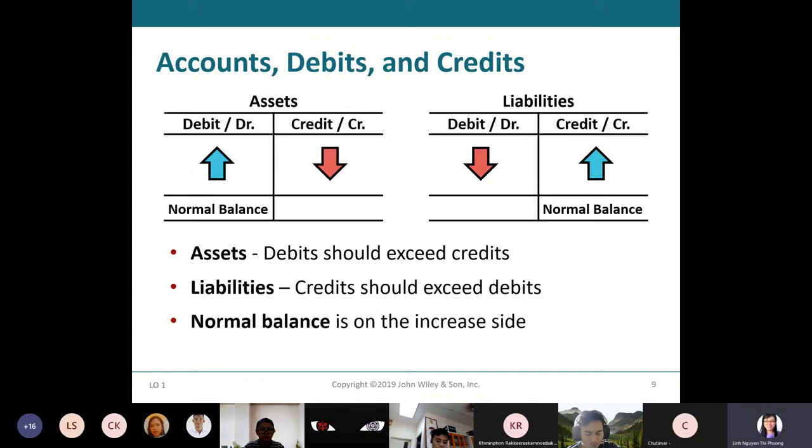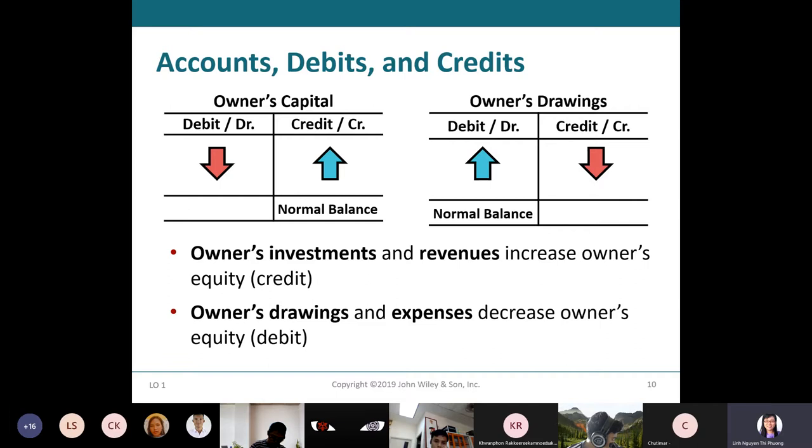So for example, for assets, the increase sign is on debit, right? So assets always have normal balance on the debit side. Liability, the increase sign is on credit, so liability always has normal balance on the credit side. Similarly, for owner capital, normal balance will be credit. And on the drawings, normal balance will be debit.